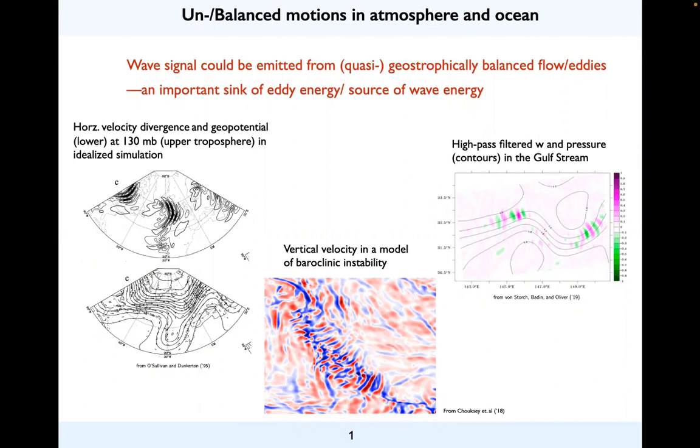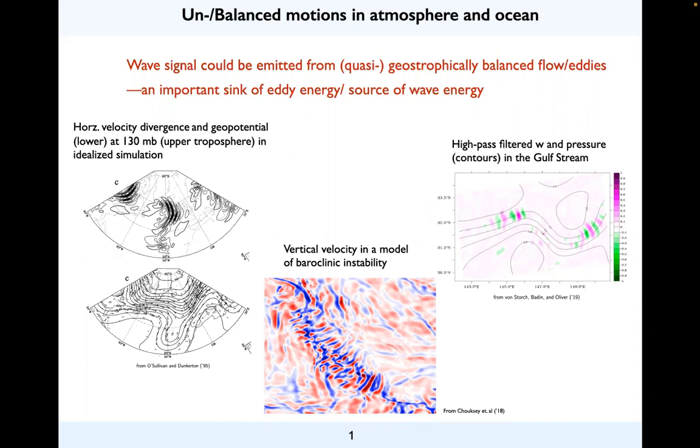Then we also have simulations from the ocean model. This is a 1/10 degree, realistic ocean model. The snapshot is from the Gulf Stream, shown as high-pass filtered vertical velocity with pressure contours. Again, you can see these wave trains in pink and green, which indicate generation of internal waves at these sites, especially in the Gulf Stream, where there are a lot of eddies. We also often see some wave trains in numerical simulations. So you have these red and blue here, which also indicate unbalanced flows.